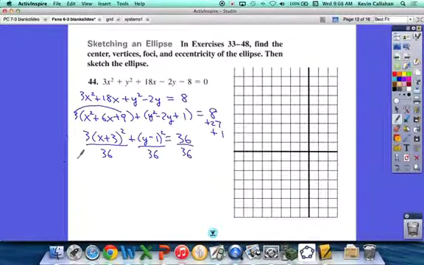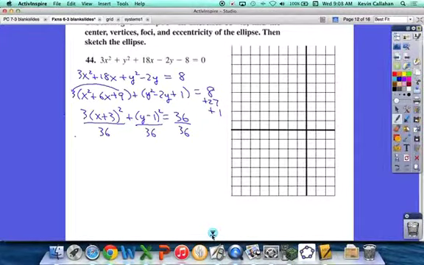right, then we have some simplifying we can do. In the first term, 3 goes into 36, 12. So that's x plus 3 squared over 12 plus y minus 1 squared over 36 equals 1. That's the standard form. Okay, now we can do what we did on the last slide. Is this vertical or horizontal? Bigger denominator under the y, vertical. Vertical, right? Bigger denominator is what determines it. What is the center?